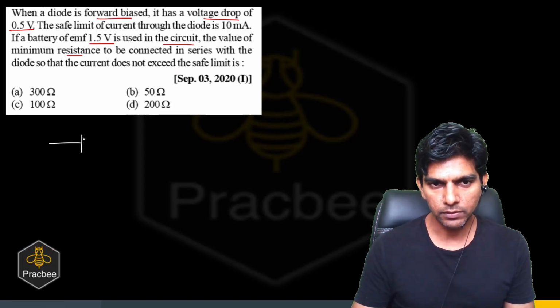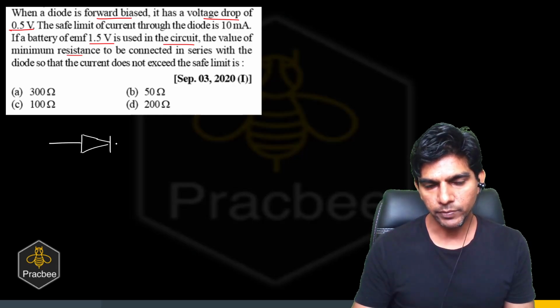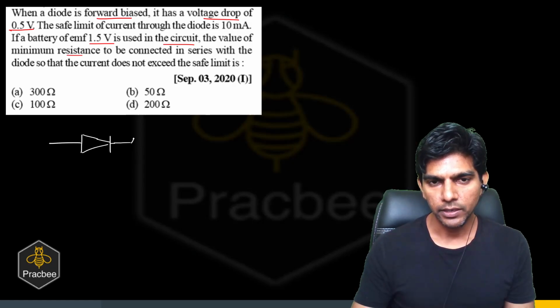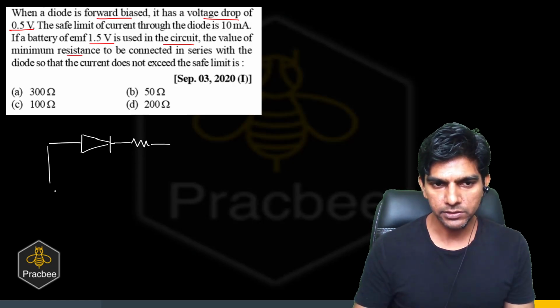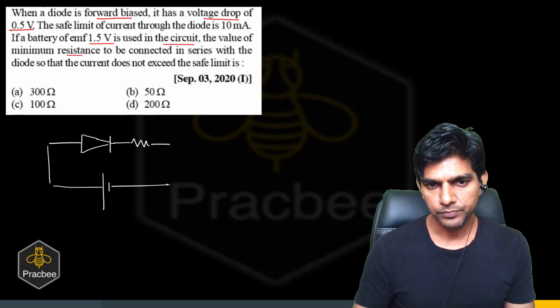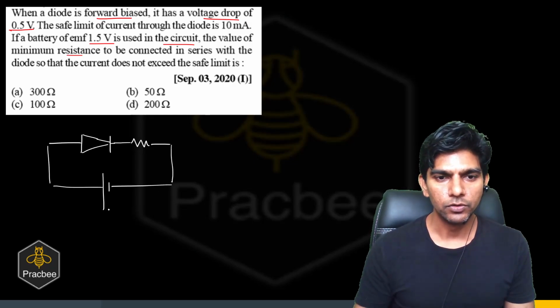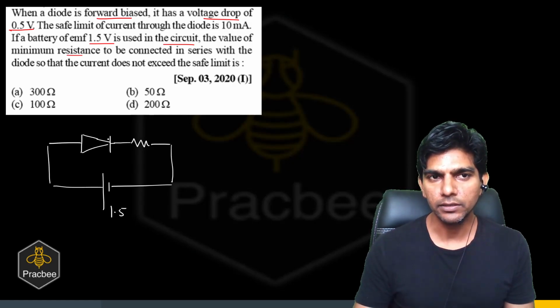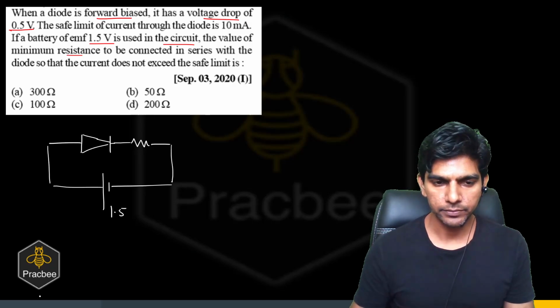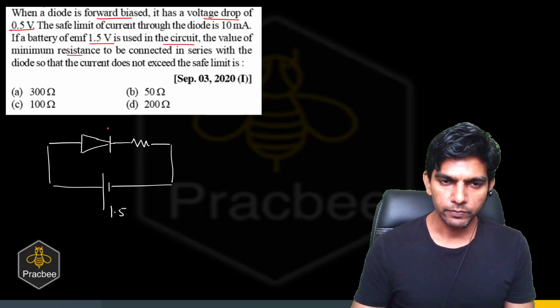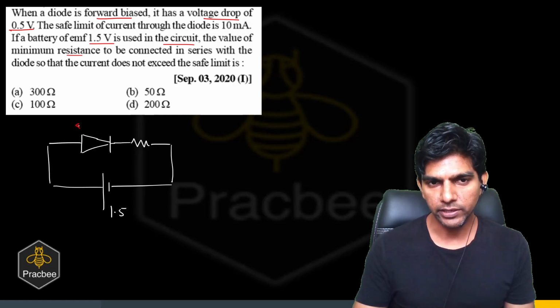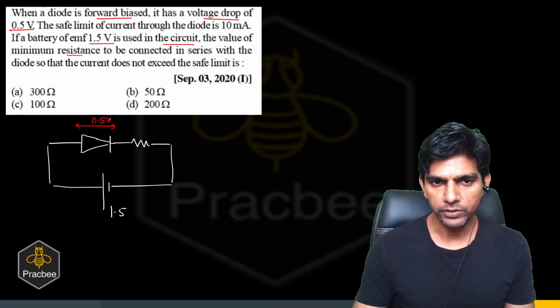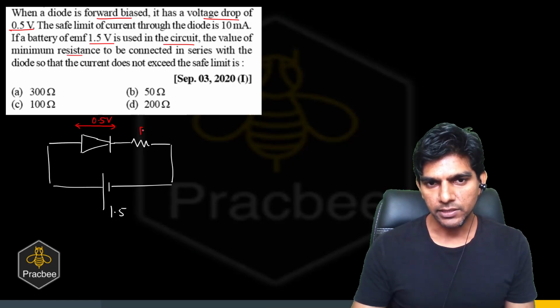So we have a diode in forward biased mode. It means the P side is connected to the high potential and the N side to the low potential. And we have connected this diode in series with a resistor, and there is a battery of voltage 1.5 volt, and we need to find the value of the resistance so that the current in the circuit does not exceed 10 milliampere. We have also been given that when this diode is conducting, there is a potential drop of 0.5 volt across it. And let us say this is R, right?